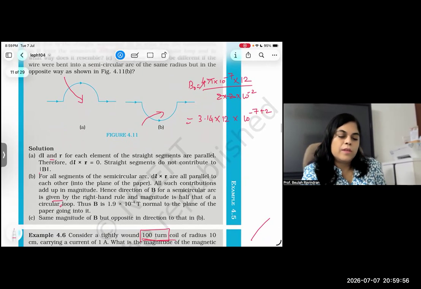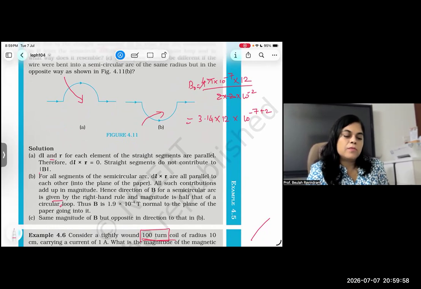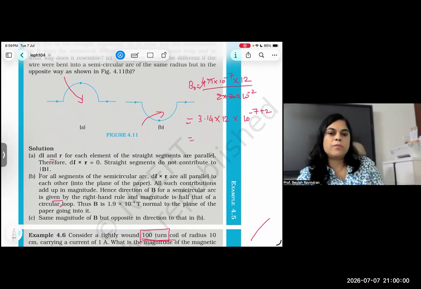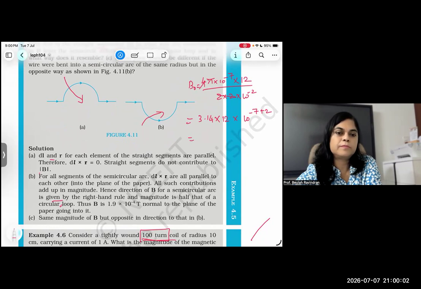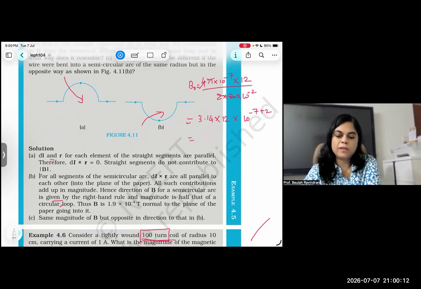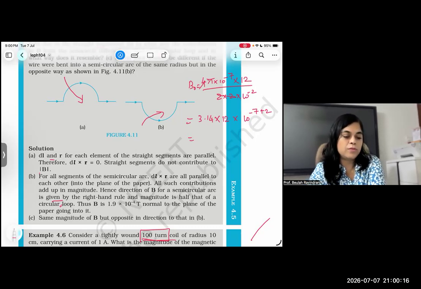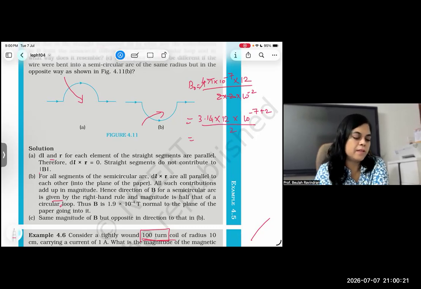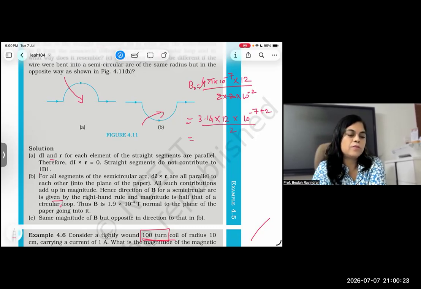Then pi will be 3.14 times 12 into 10 per minus 7 plus 2. Okay. So you can find out what is 3.14 into 12. What is 3.14 into 12? Calculate now, students. 3.14 into 12. Exactly it is. And divided by 2 also we have to do. Because it is half semicircle. So it will be whole divided by 2.